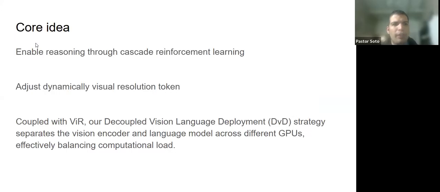So yeah, those are the three core ideas: enable reasoning through cascade reinforcement learning, dynamically adjust the vision resolution token, and separate the vision from the language model.